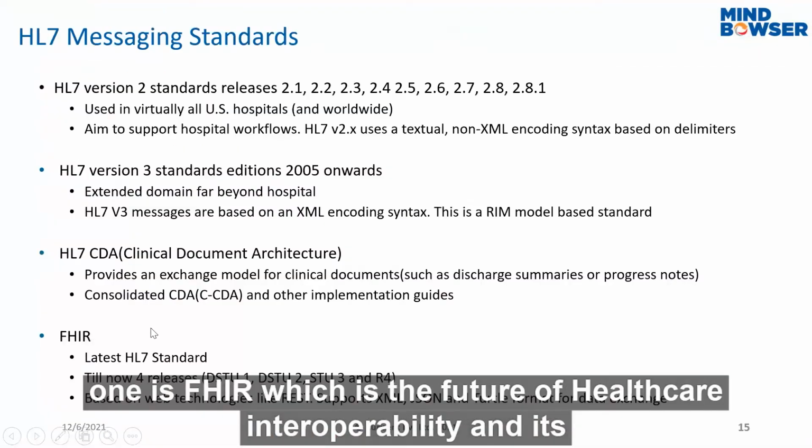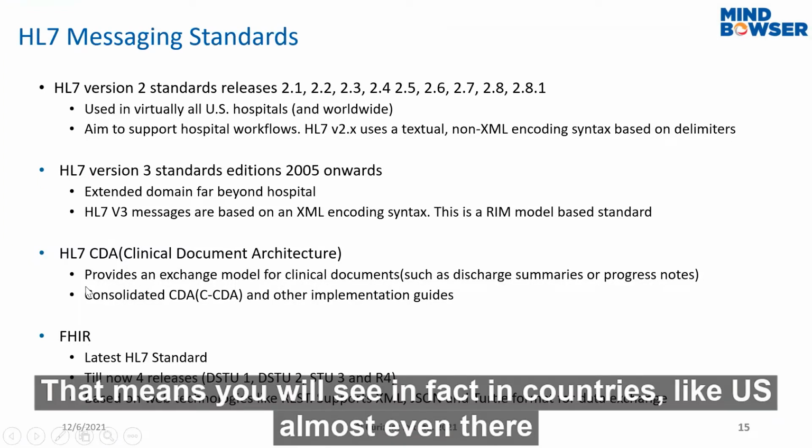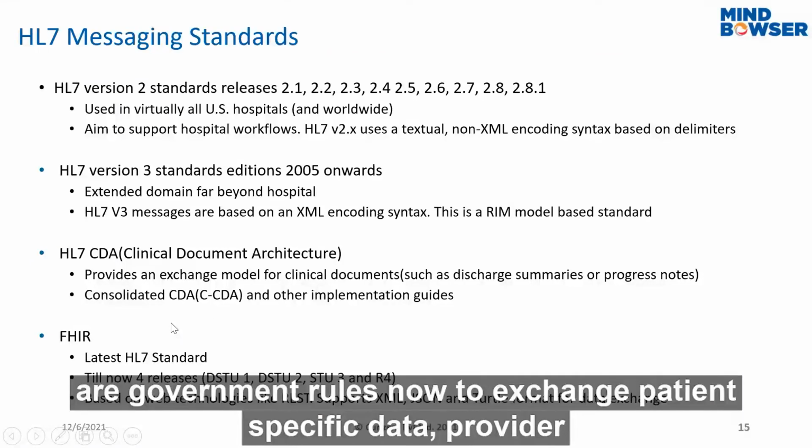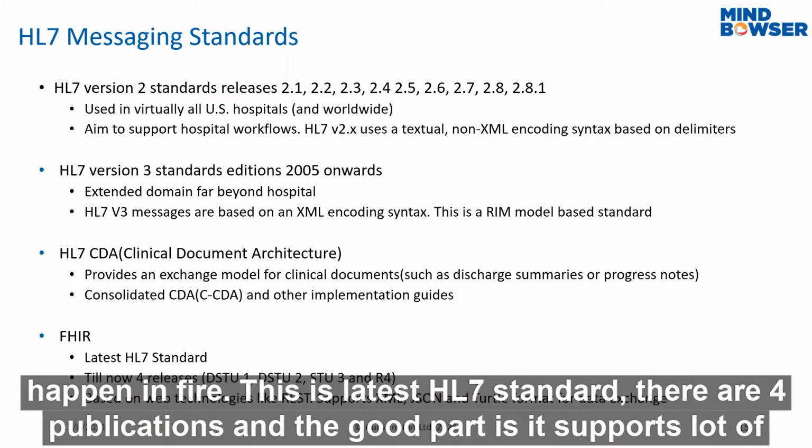And the latest one is FHIR, which is the future of healthcare interoperability. And it's designed in such a nice way that sooner or later everything would fall into FHIR's place. You will see, in fact, in countries like the US, there are government rules now to exchange patient specific data, provider specific data, payer to provider data exchange. A lot of data exchange is now mandated to happen in FHIR. Okay, this is the latest HL7 standard.